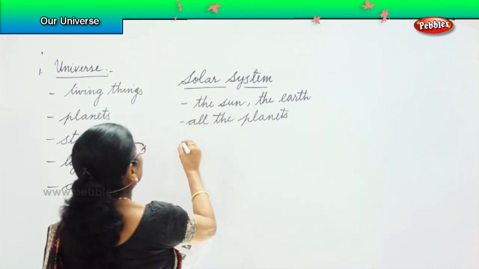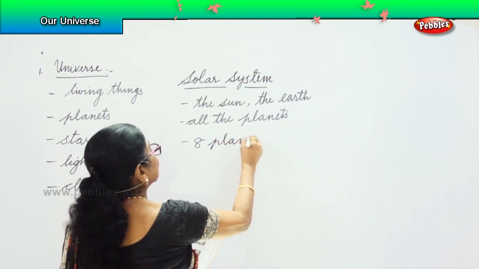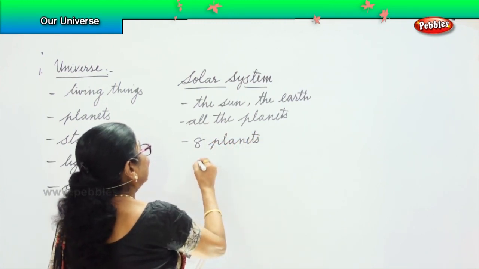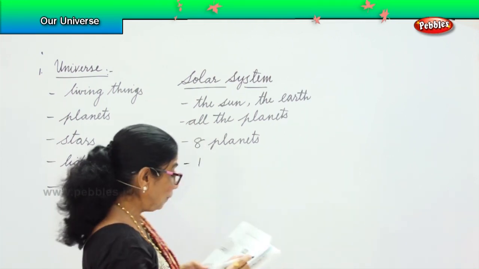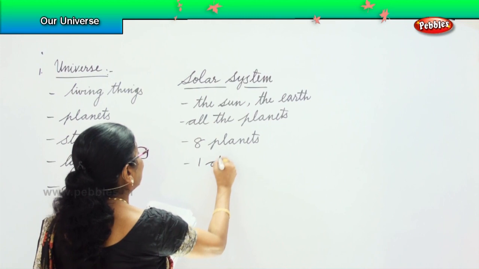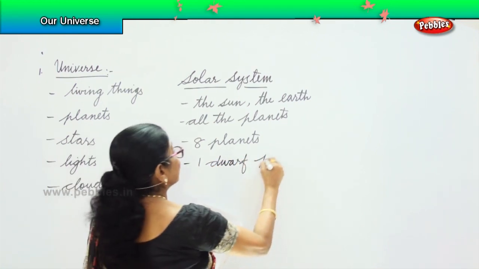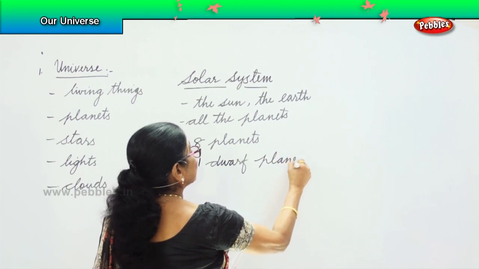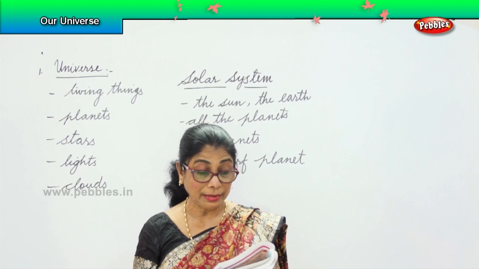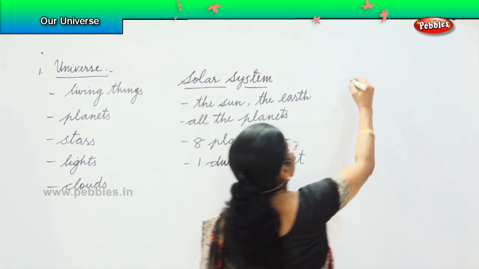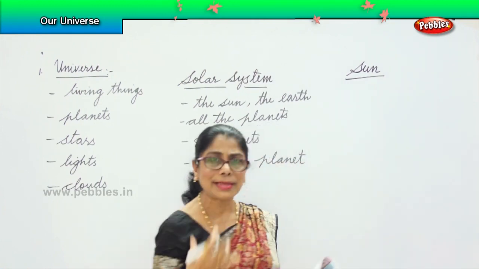So what did we learn? There are 8 planets known to us and there is one dwarf that was once called a planet, but it's not a real planet. So we call it a dwarf planet. And that all makes up the solar system. Now, what about the sun? Let's look at the sun. What is the sun?